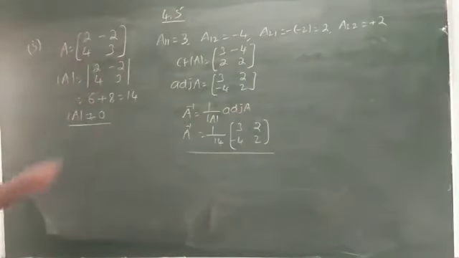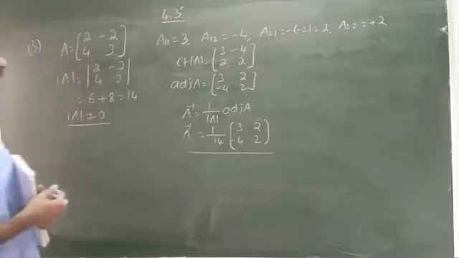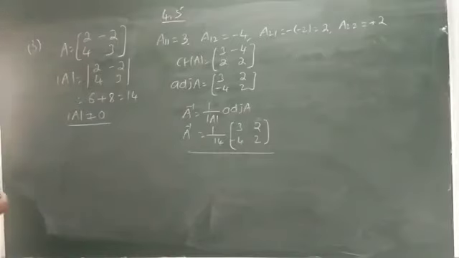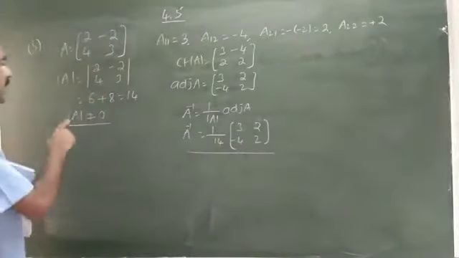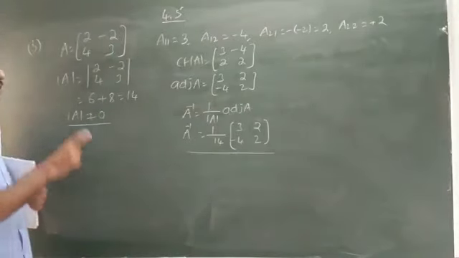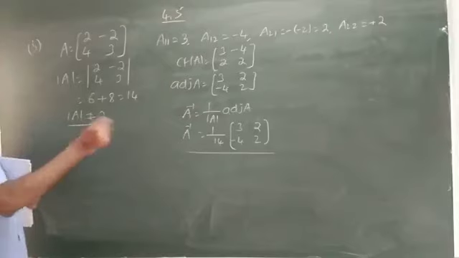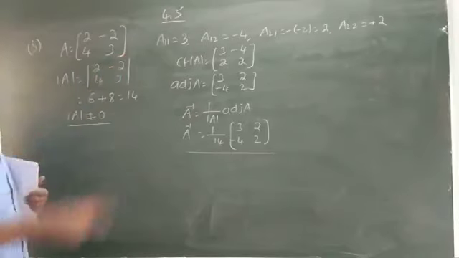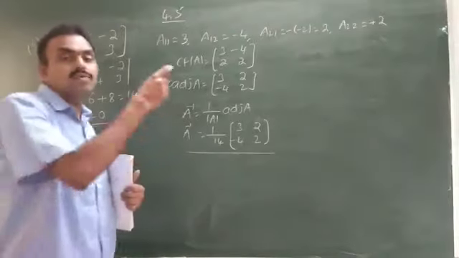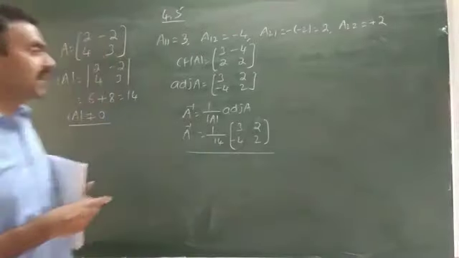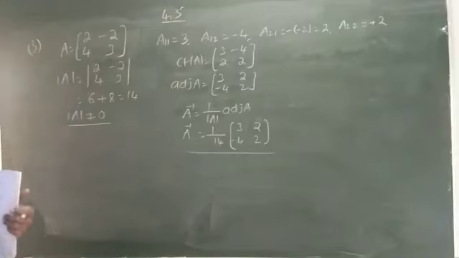So first check whether the given matrix is singular or non-singular. If the matrix is non-singular, then only the inverse exists. Suppose determinant A becomes 0, we conclude that the matrix is singular, hence inverse does not exist. Then you find the adjoint. How to find the adjoint? To find the cofactors, form the cofactor matrix, then take the transpose to get the adjoint.